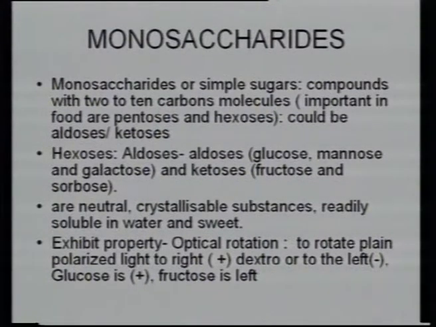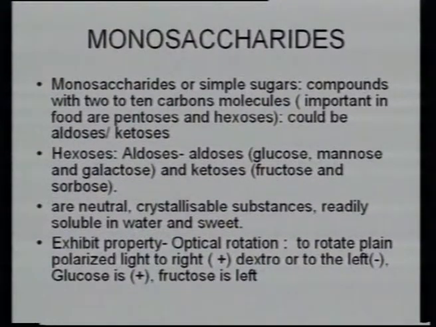Now the common examples: there are polyhydroxyaldoses and ketoses. Aldose examples are glucose, mannose, and galactose, and ketose examples are fructose and sorbose. They are neutral, crystallizable substances, readily soluble in water and sweet.